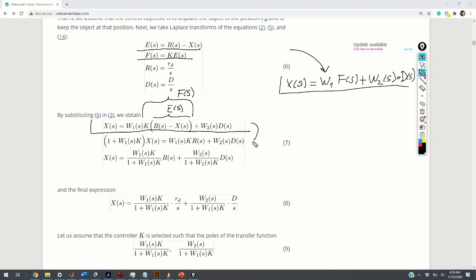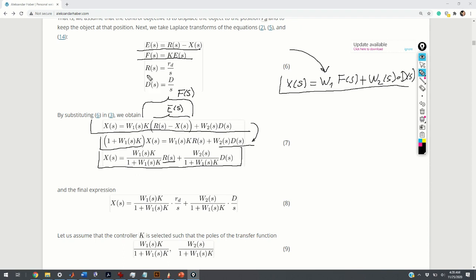Now, if we massage this equation a little bit, that is, if we move X of s to the left side and group the expressions together, we will obtain this equation. If we divide everything by 1 plus W1 of s times K, we will obtain this final expression. This is the so-called closed loop form of our control algorithm. It can tell us directly how R of s is influencing the displacement, taking into account the feedback connection.